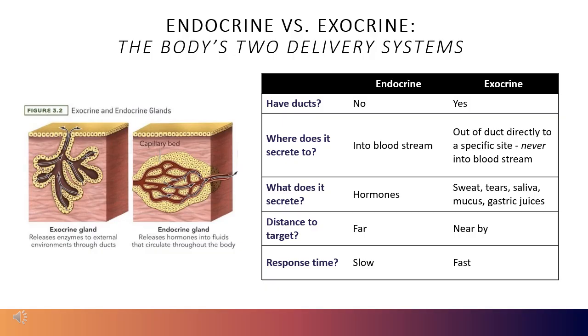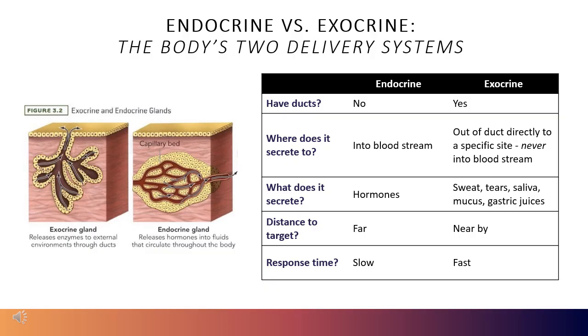So the table on the right is going to give you just a comparison. Endocrine does not have ducts. It's going to get dropped into the bloodstream. Exocrine does have ducts, so little pathways or channels that go exactly where it's supposed to go. Endocrine is going to excrete into the bloodstream. Exocrine goes out of the duct directly to a specific site. So the big thing is exocrine is never going to go to the bloodstream.